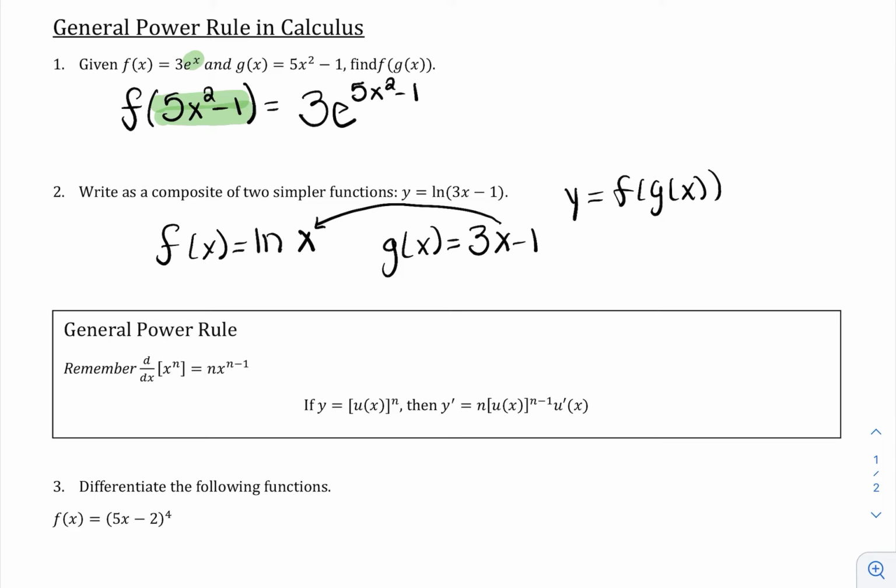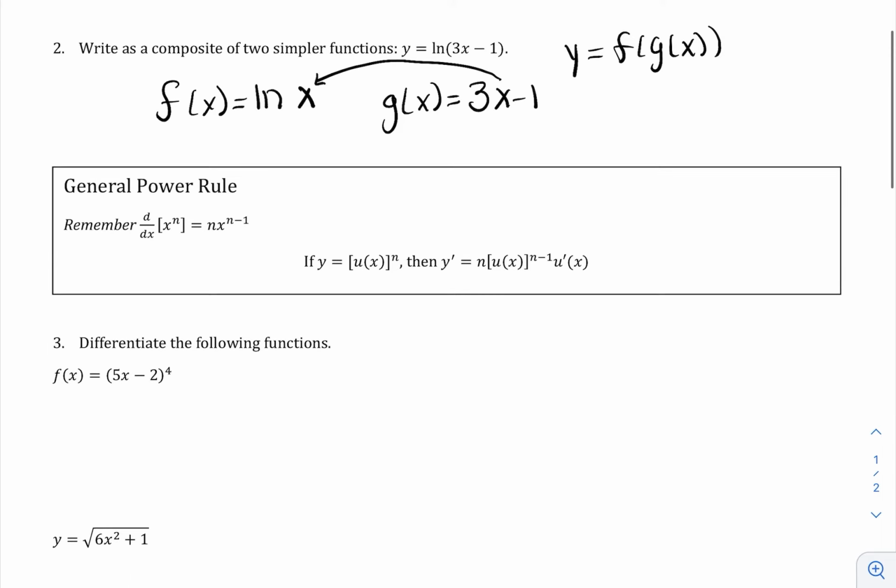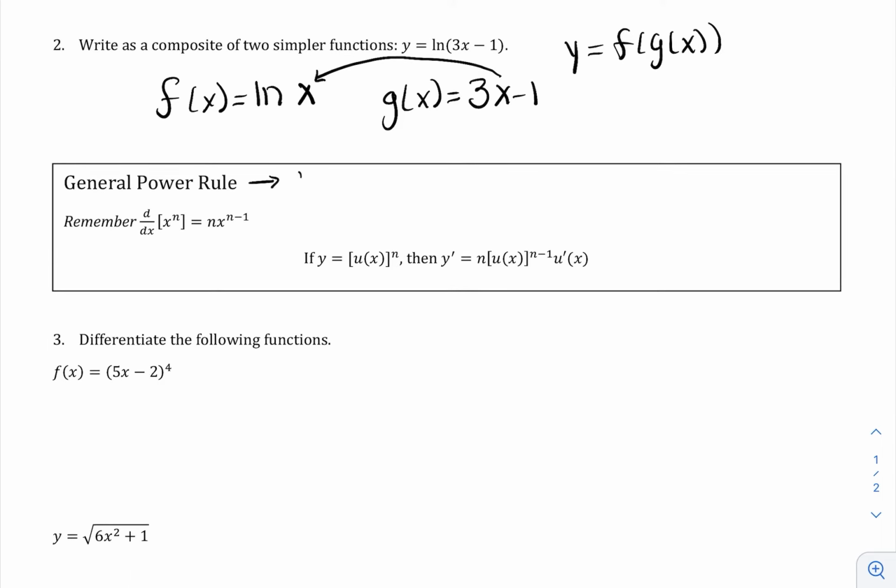Now, the general power rule is actually a special case of the chain rule, which will come in the following videos. So first, we look at the general power rule because it's kind of the easier chain rule to see. Remember from before, what's the regular power rule? We just learned the power rule of derivatives first, and that is that if you have x to the n, the way that you take the derivative is you bring the power to the front and you subtract one from the top.